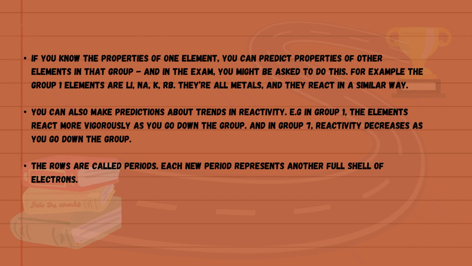You can also make predictions about trends in reactivity. For example, in group 1, the elements react more vigorously as you go down the group, and in group 7, reactivity decreases as you go down the group. The rows are called periods, where each new period represents another full shell of electrons.